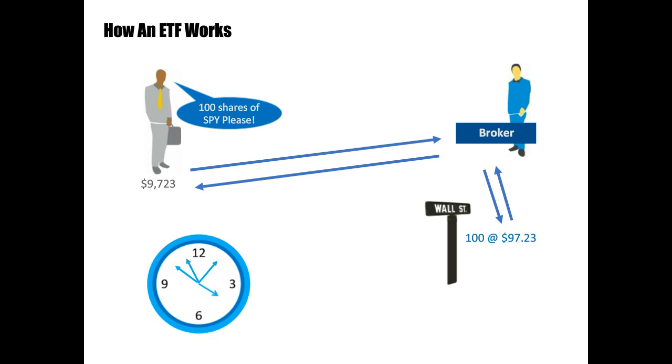Now, there are a few things that are different about this slide versus the previous slide. One is that you didn't have to wait till 4 o'clock to make this transaction. You could buy shares at 10 and sell them at 11, and buy shares at 1 and sell them at 2, and buy shares at 3:30. You could do whatever you want.